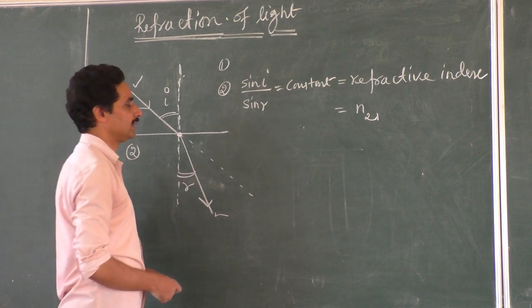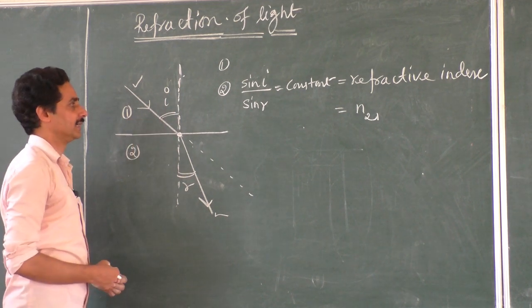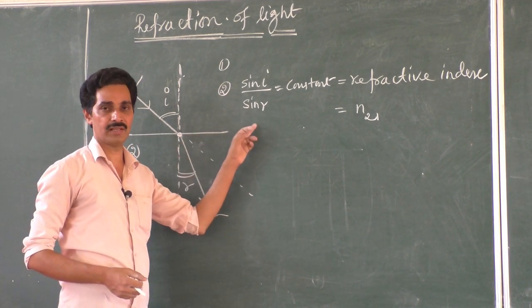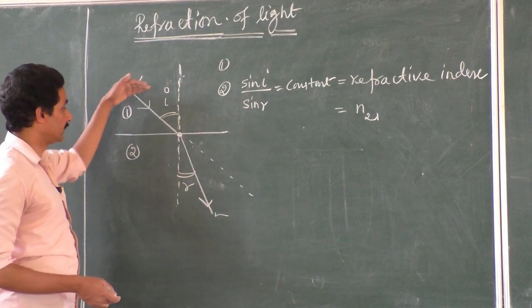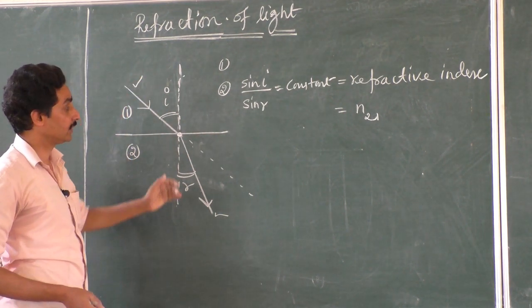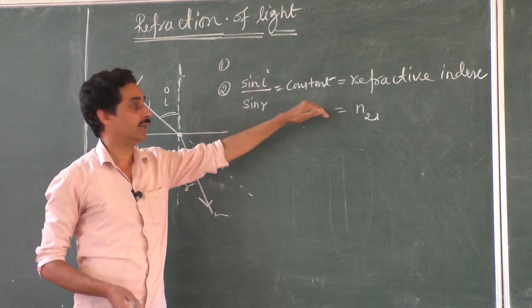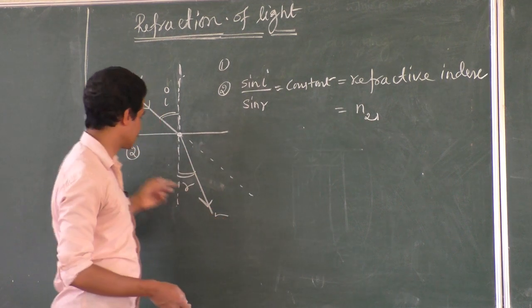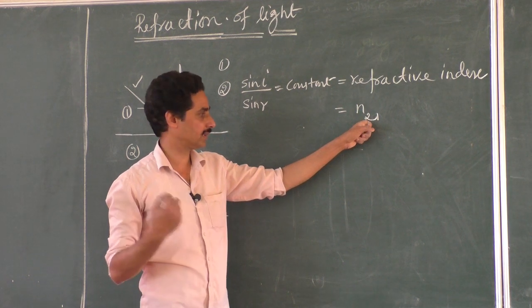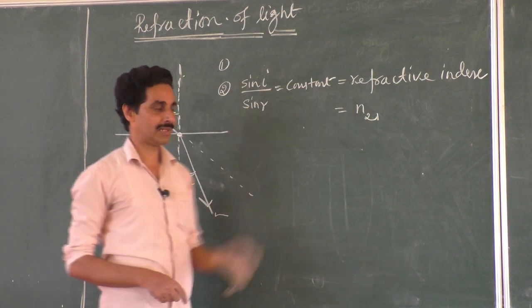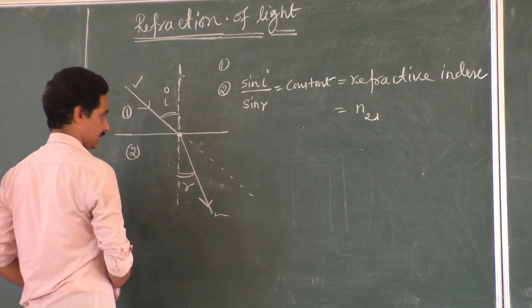Define the refractive index of a medium. The refractive index of a medium with respect to another medium is the ratio of the sine of the angle of incidence to the sine of the angle of refraction. Or you can define it like this: when a ray of light travels from one medium to another, the ratio of the sine of the angle of incidence to the sine of the angle of refraction is always a constant, and that constant is called the refractive index of the second medium with respect to the first medium. The medium where the light undergoes refraction has to be written first, and the other medium next, because refraction is occurring here. So this is one particular case.